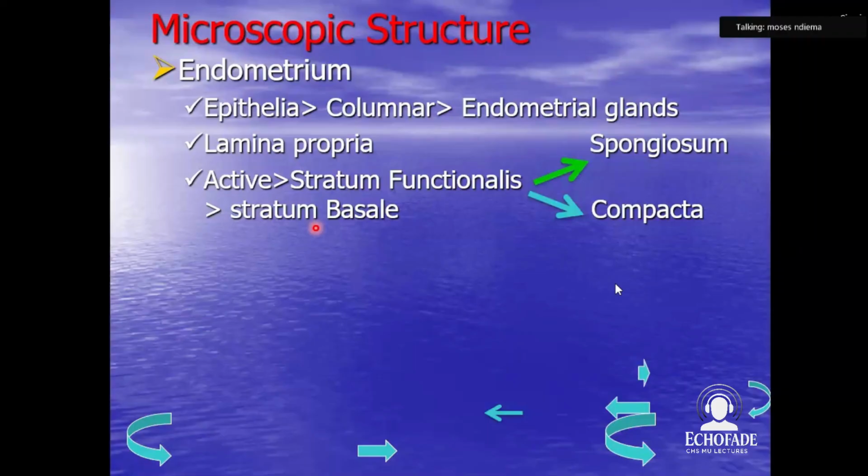Stratum basale, or the basal part of the endometrium, is what regenerates after menstruation. So this part is not shed off. Then we have the myometrium. Remember, endo means inside. Metra pertains to the uterus. Myometrium: myo means muscle, metra pertains to the uterus, that is, muscles of the uterus.